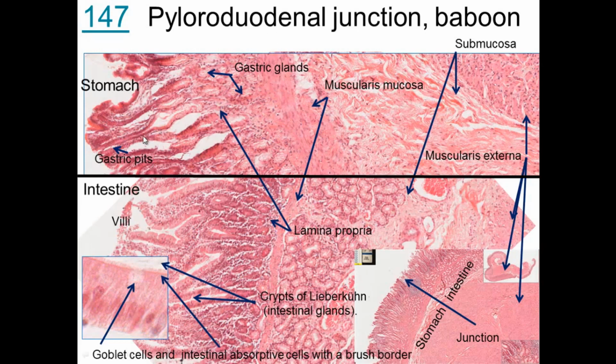So here we have the stomach, the gastric pits, the gastric glands, muscularis mucosa. That's the intestine here, intestinal villi. You've got goblet cells, you've got brush border, uniform microvilli on these cells, as you can see. And so right in through there is where the junction occurs. This is the stomach, and then this is the intestines.